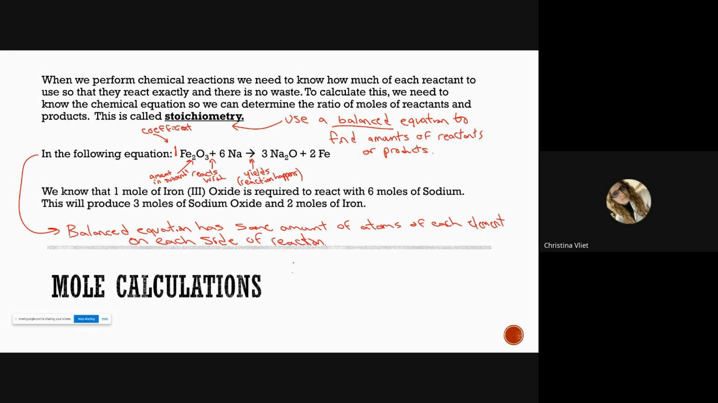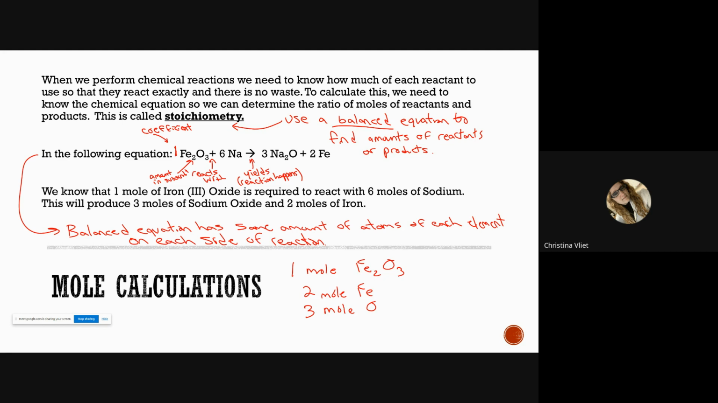So 1 mole of Fe2O3 has 2 moles of iron and how many moles of oxygen? 3 moles of oxygen. Yes? 1 formula unit of iron oxide, if I had just one of it, would have 2 irons and 3 oxygen atoms. And so you've got to be able to read equations correctly.